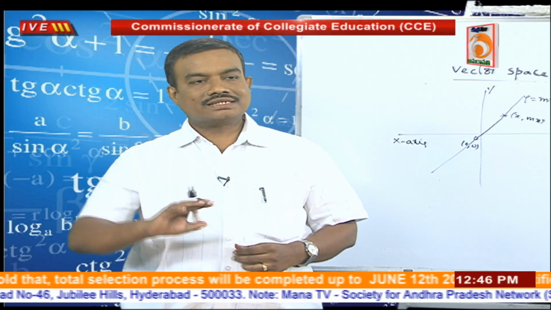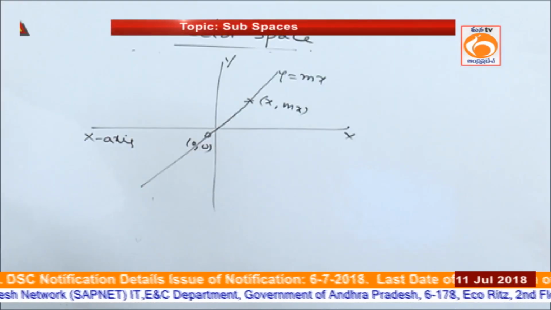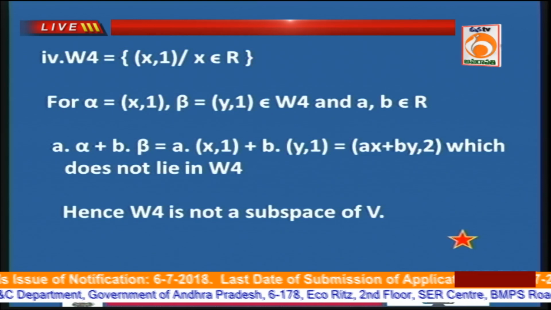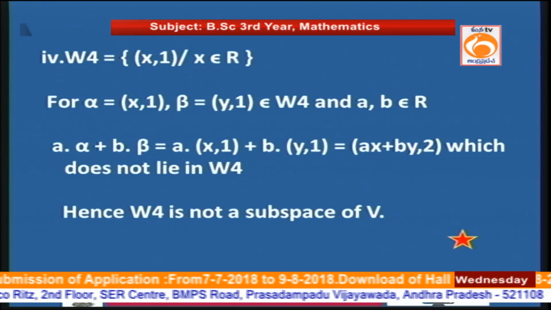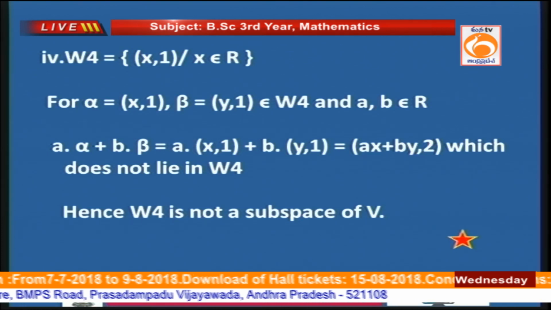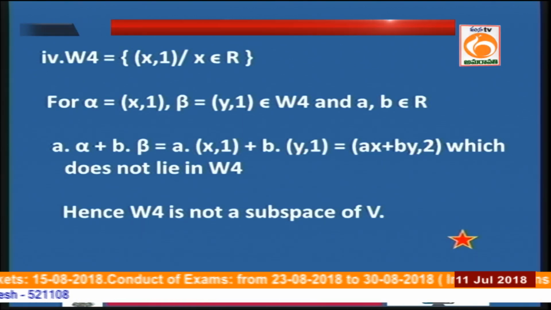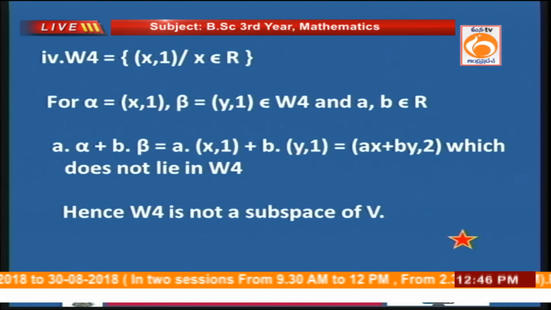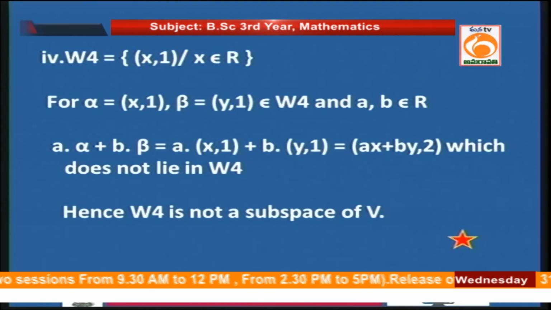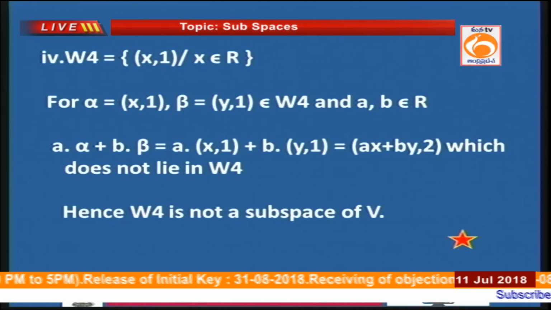And finally W4, which consists of ordered pairs (x, 1) where x belongs to R. Now, try this. For alpha (x, 1) and beta (y, 1), you can see A alpha plus B beta comes out to be (Ax plus By, 2). You are getting the second coordinate as 2, but we need the second coordinate to be 1. So, this does not belong to W4, hence W4 is not a subspace of V.